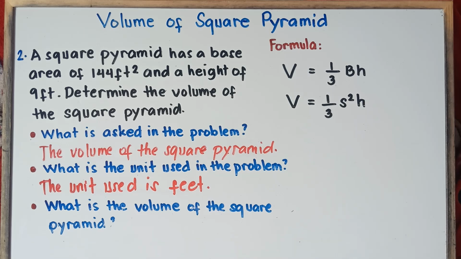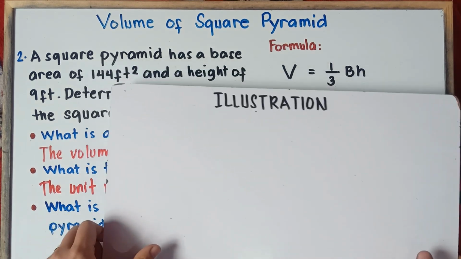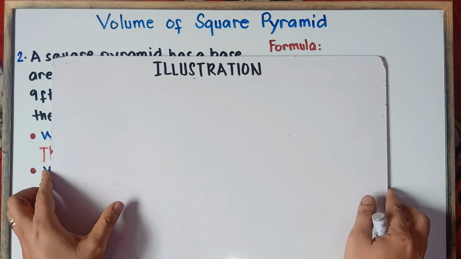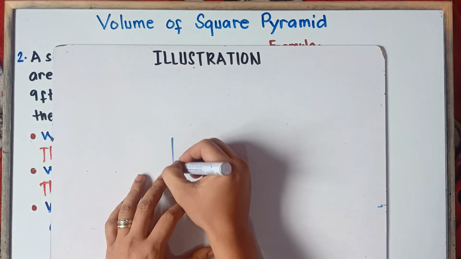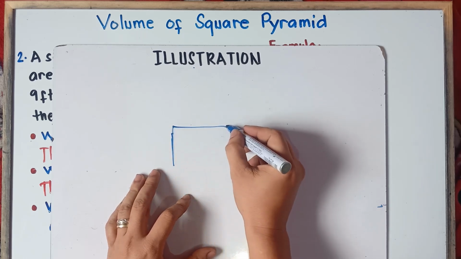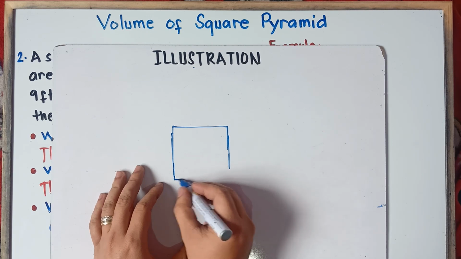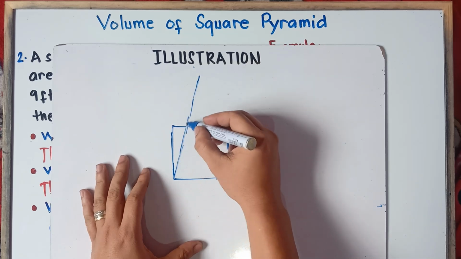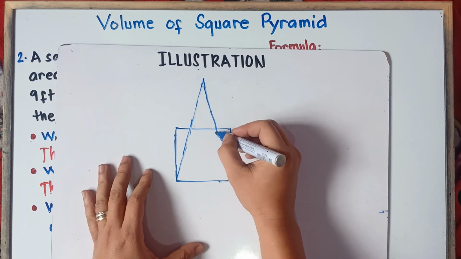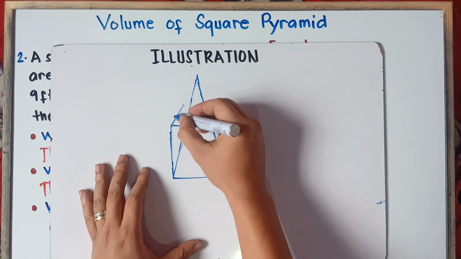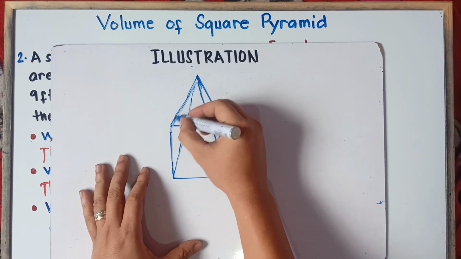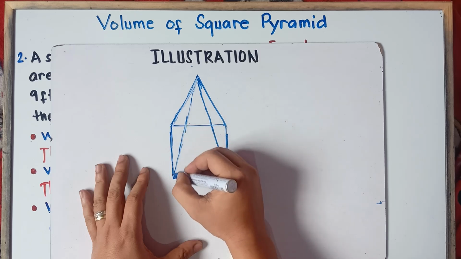So once again, class, before we answer this one, let's have an illustration for better understanding. So let's draw this one, a square pyramid. So we have the given base area of 144 square feet and then height of 9 feet. Alright, let's draw this one. So first thing to do, you draw a square. And then our height is 9 feet. So you draw it, class, step by step. Once again, class, I apologize for my illustration. You can use a ruler, class, to draw the square pyramid.